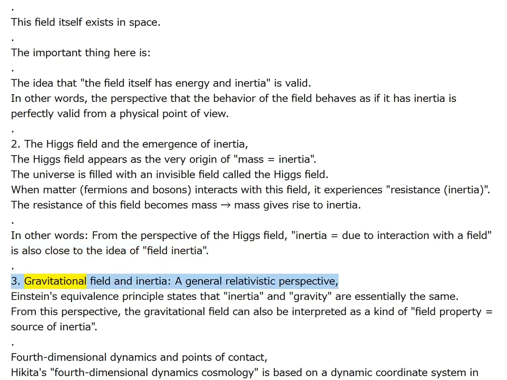3. Gravitational field and inertia. A general relativistic perspective: Einstein's equivalence principle states that inertia and gravity are essentially the same. From this perspective, the gravitational field can also be interpreted as a kind of field property, a source of inertia.